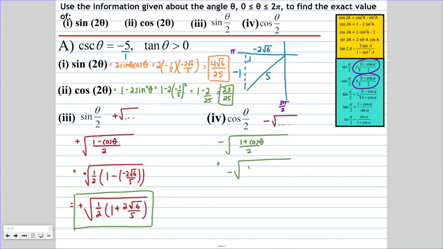Okay, I can pull a 1/2 out of everything, and then I get 1 plus the cosine of theta, which was negative 2 root 6 over 5. And like I said, not a lot to simplify, just make the signs look nice here. So this is just going to be minus 2 root 6 over 5 like that. Don't even need to worry about finding a common denominator. They just get really complicated if you start doing stuff like that.